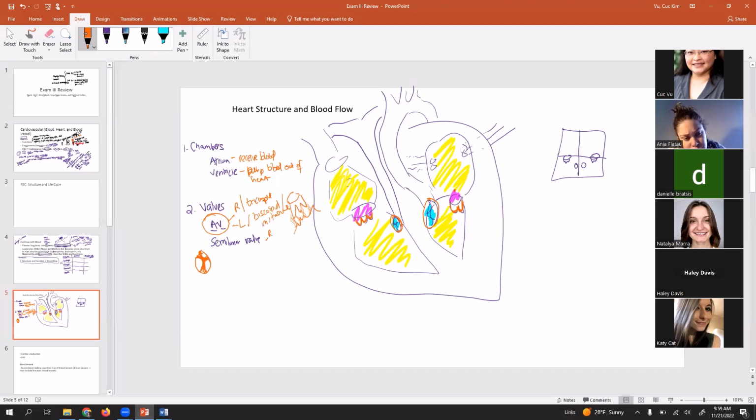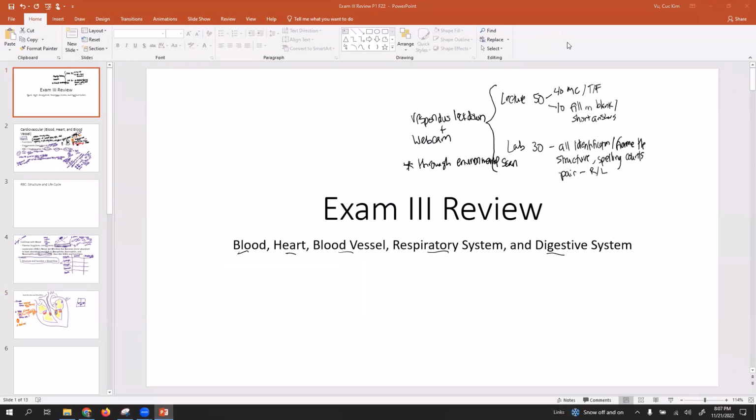And then the third thing that you want to do are the blood vessels that are associated with it.